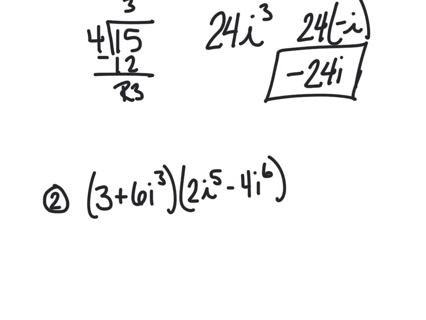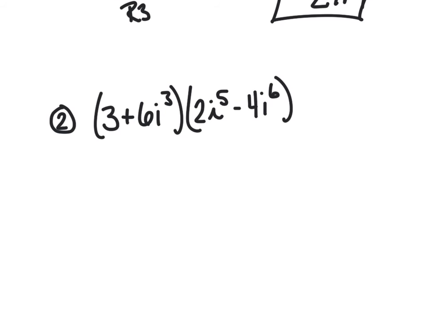All right, let's try one more. Find the product. Now this one's a tad different. Notice you're not just multiplying the front terms and the i terms. You've got two binomials. How do we know that? There's a plus or minus sign between them. So you need to slow down and FOIL.